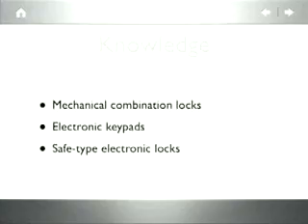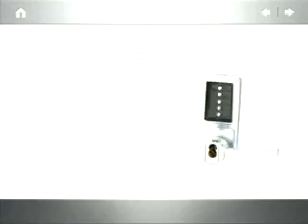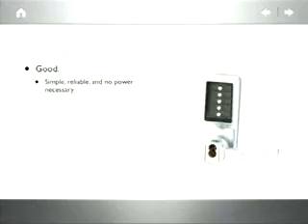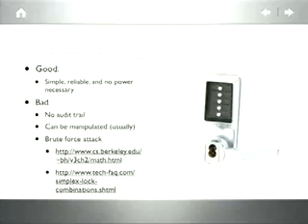Now, Eric's going to talk a bit about knowledge-based systems. There are really three: mechanical combination locks, electronic keypads, and safe-type electronic locks. Mechanical combination locks you've certainly seen before. This is a Simplex Unican 1000. It looks like the white point on the projector is set a little bit low, so you can't actually see any detail in the lock. But the upshot of this system is that because it's mechanical, it's simple to use, it's reliable, and it doesn't need any power. Unfortunately, it also doesn't have any kind of audit trail. You can manipulate it if you know how. It's a little complicated, but I'll teach you in just a minute.